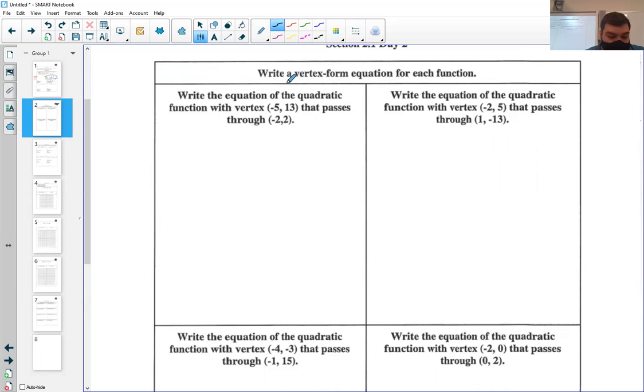How many formulas are on this test? I mean, other than the vertex form, I'm not sure. I'm trying to think. I'll think about it as I do it.